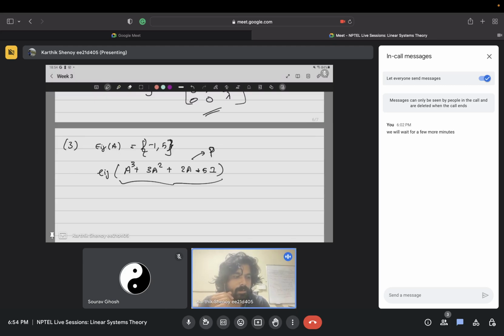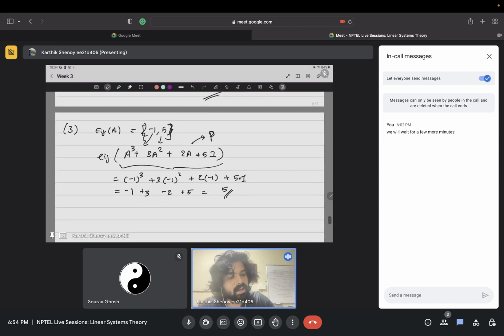So yeah, to find the eigenvalue of this matrix, just plug in these two values in this polynomial and it works. So it's nothing but -1 cube plus 3 into -1 square plus 2 into -1 plus 5 into 1. This is nothing but -1 plus 3 minus 2 plus 5. So this is nothing but 5.